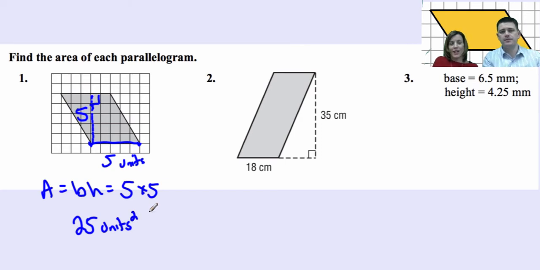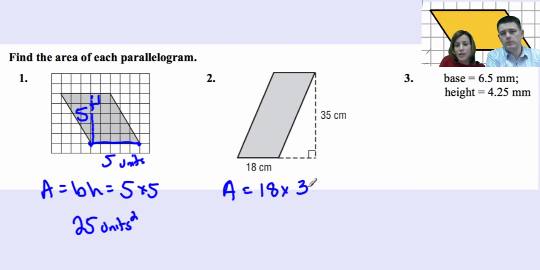All right, in number 2, you will notice that they don't have the height directly written on the shape. Sometimes they write it to the side, still showing that 90-degree angle for the height. So area is going to be 18 times 35, and this time we have a label other than units, which is kind of surprising. Yes, I expect you to show your work when you're multiplying. Of course I do. Good practice since I ran out of room.